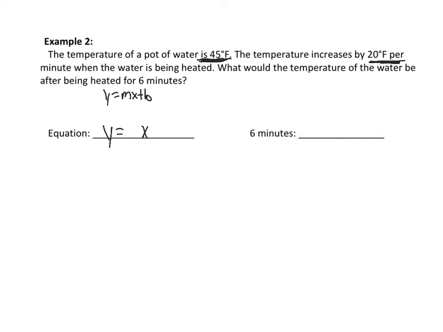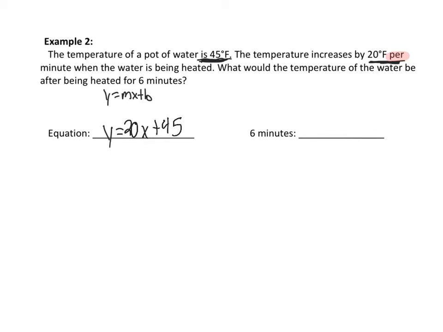Okay, the keyword we look for is the per, the each, and the every. That is a very, very important word right here. That will tell us our M amount because that's what we're increasing by every single time. So our M would be 20, and our starting point would be our B. So we would put plus 45 because that is the temperature that the water started at.